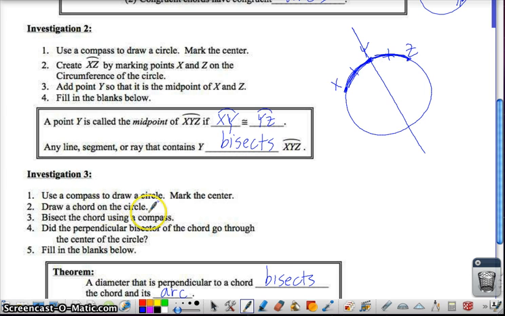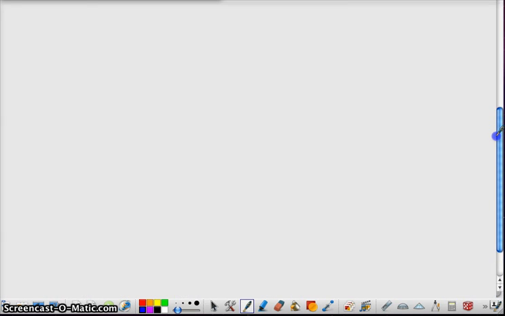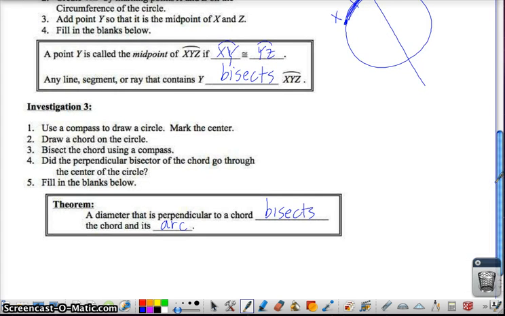Investigation 3, do this one on your own, then figure out the theorem. So push pause now if you want to do it on your own and you haven't yet. Or if you've already done it, you can go ahead and move toward the theorems. So a diameter that is perpendicular to a chord. Okay, so here's a circle.